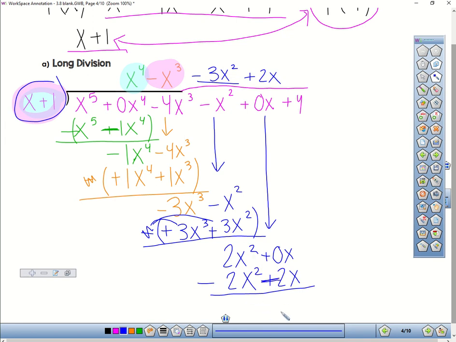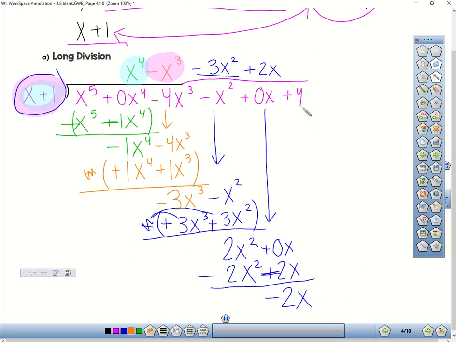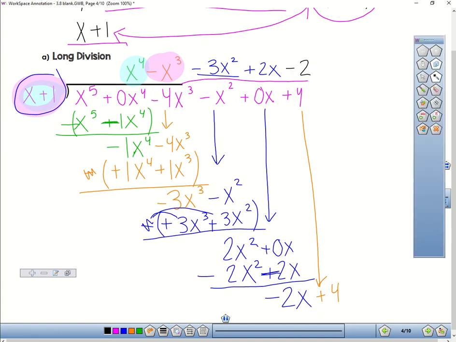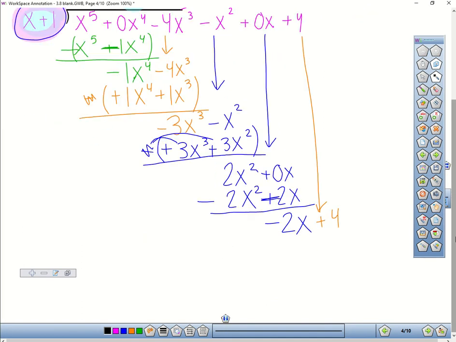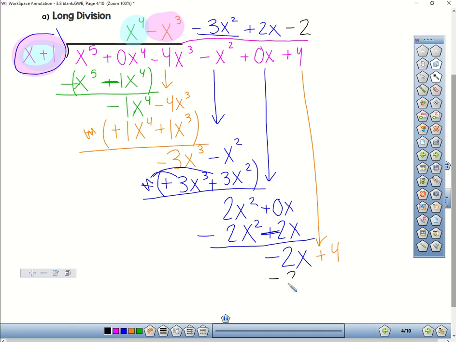The first terms do what? Cancel, right? These cancel out right here. And then I'm left with negative 2x. I have one more term to bring down right here, the 4. So the 4 comes down. Now we do our division one last time. What could I multiply x by to get to negative 2x? Negative 2. I multiply my divisor by negative 2, and that comes out to be negative 2x minus 2.